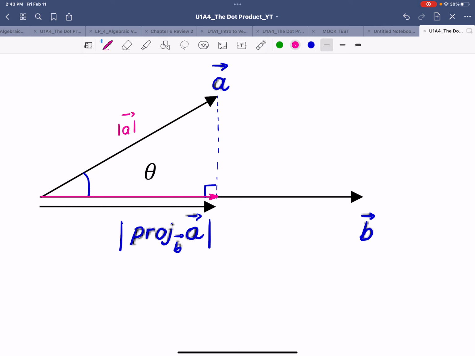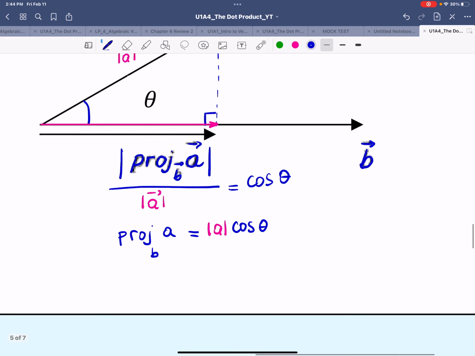So we're going to say that adjacent over hypotenuse will give cosine theta. In other words, we'll say projection of A onto B divided by the magnitude of A will equal cosine theta. This will make the magnitude of the projection of A onto B equal to magnitude of A times cosine angle theta. And we're talking about just the magnitude for now.